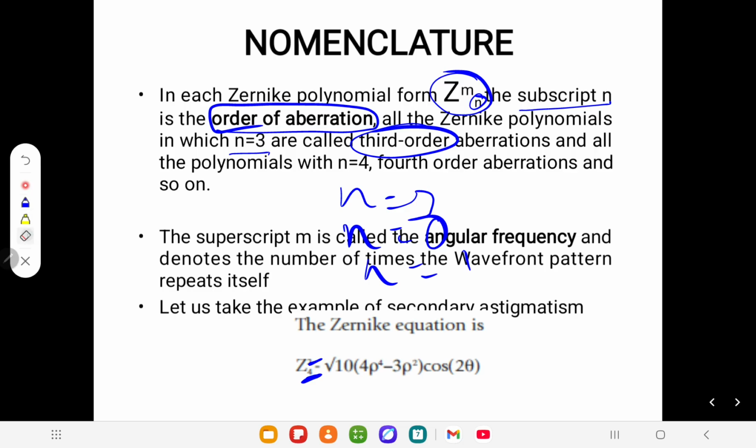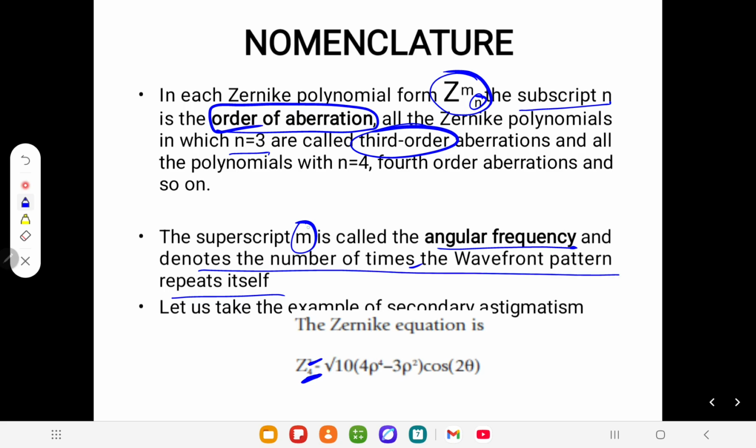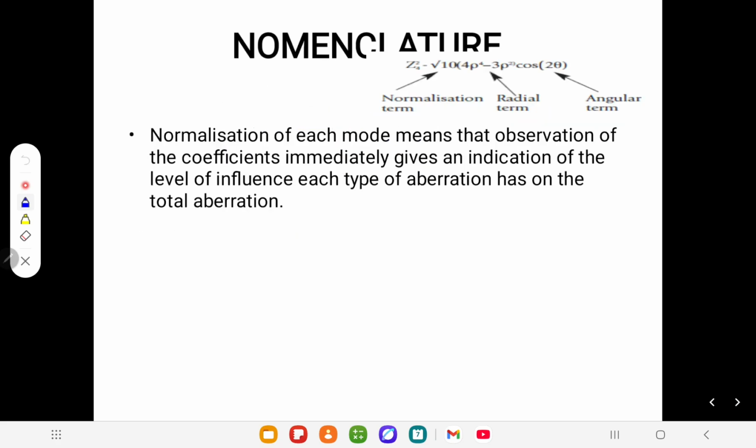So this is the picture. The subscript m is called angular frequency and denotes the number of times the wavefront pattern repeats itself. It's centrally important. What do you mean by m? Let's see. In the case of this 2, it means the same pattern repeats 2 times. I'll show you in the pictures.